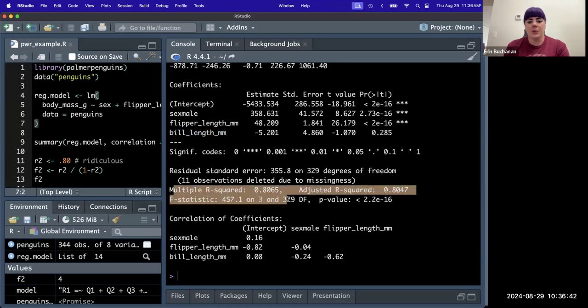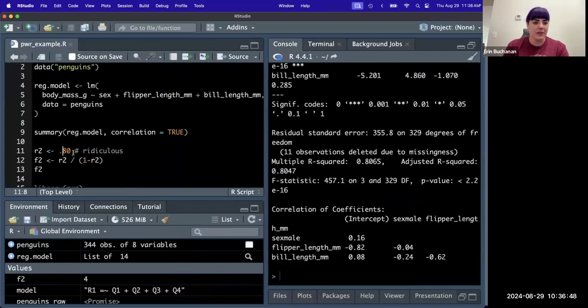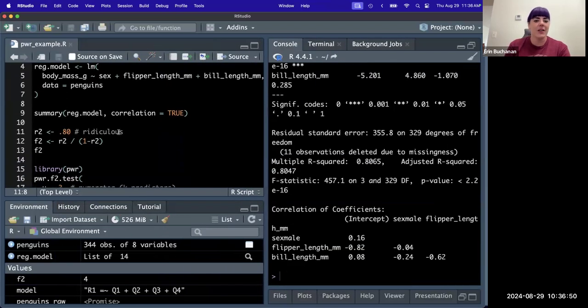And I can find my multiple R squared. It's 0.81, which is totally ridiculous, and I wrote that out here. In our studies, we wouldn't use that, but as an example, to get to F squared, it's R squared divided by 1 minus R squared.